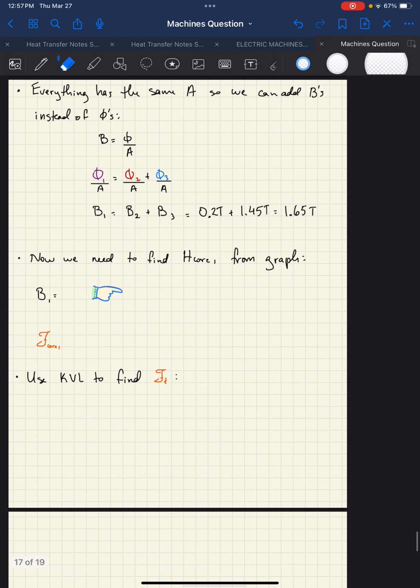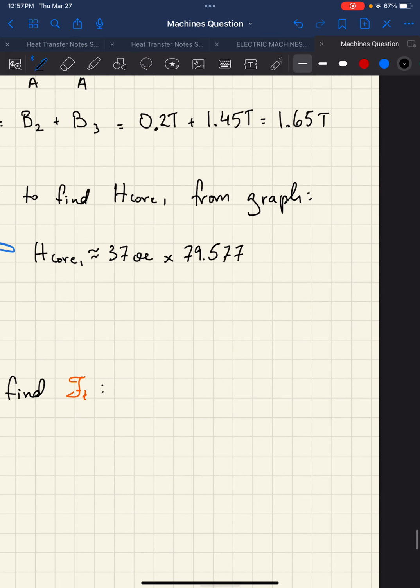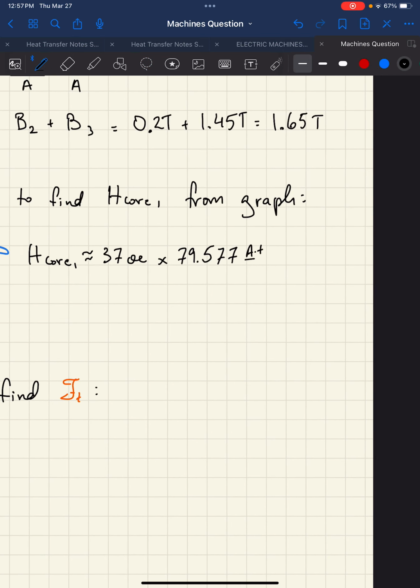Okay. So we need to find H core from the graph. Again, we used B1 was 1.65 Tesla. From the graph, we found that H core is approximately 37 Oersteds. Okay, and then we have to convert it by multiplying by 79.577 amp turn, amp turn per meter.